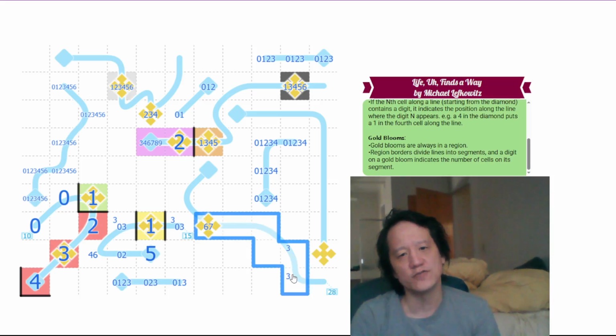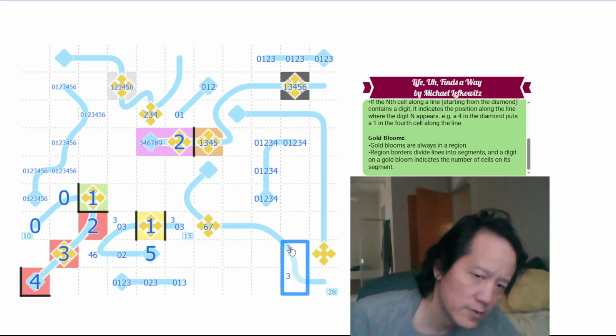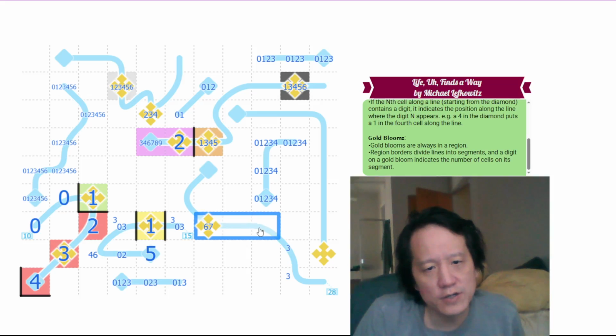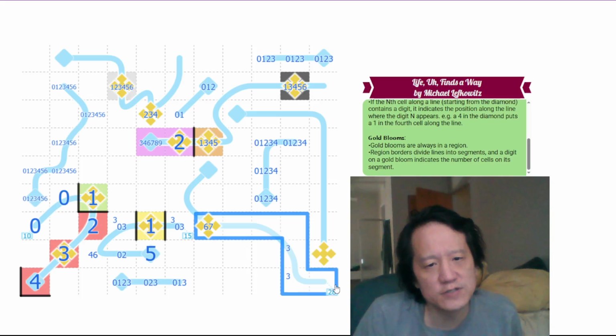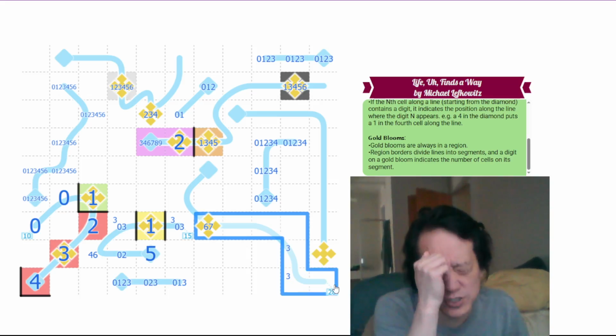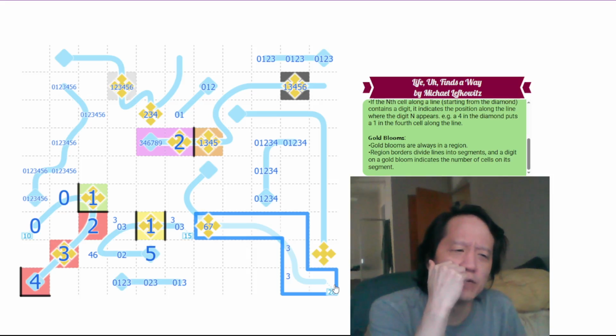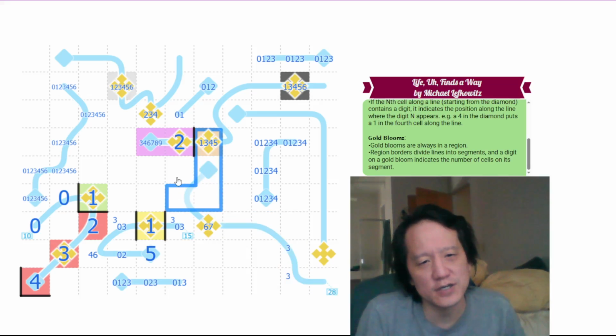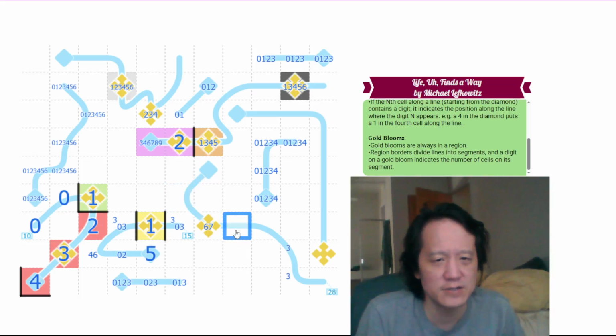So this is 6 or 7 as a length. Can it be 6 this way? 1, 2, 3, 4, 5, 6. But then that would be the digits 3 through 8 guaranteed on the line. So it cannot go that way. I have one interesting thing. Would this be considered essentially the region borders dividing that line? Probably not, right? But I don't know.